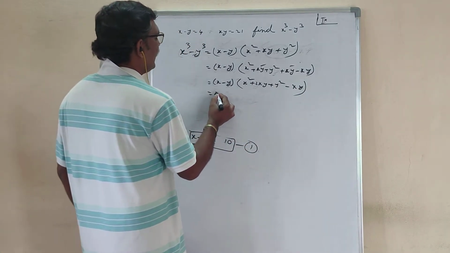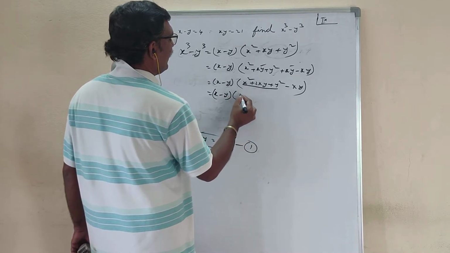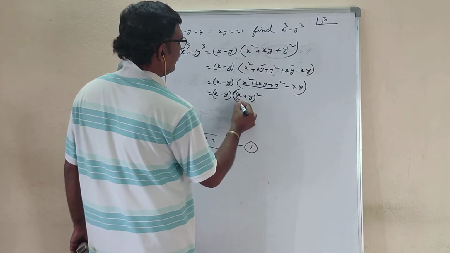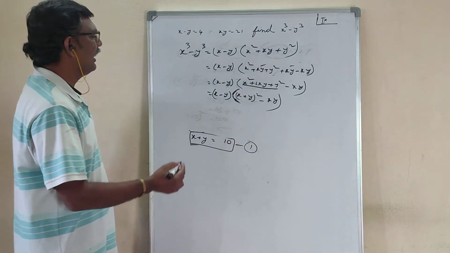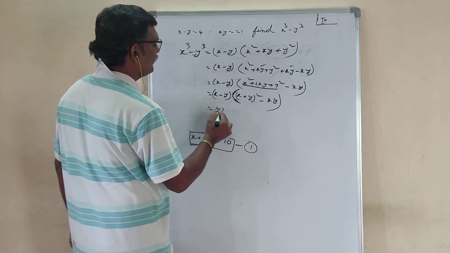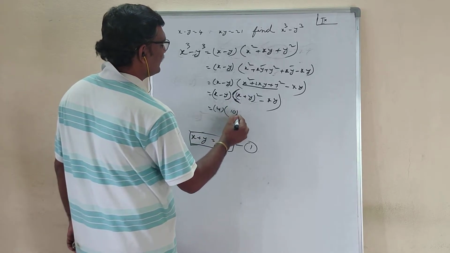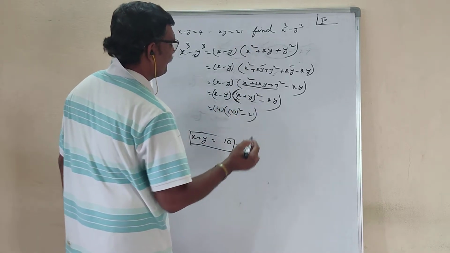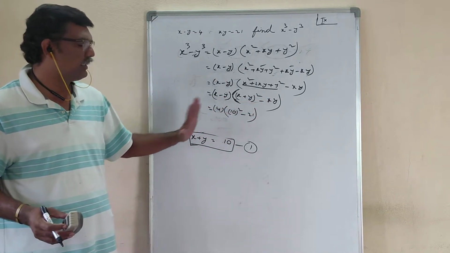Now this entire thing you can write as x minus y, okay. These three terms together you can write as x plus y whole square, minus xy. Now, wherever x minus y is there, what can you write? 4, very good. Wherever x plus y is there, what can you write? 10, 10 square. Wherever xy is there, you can write 21. So the values which we know, we substituted in this.